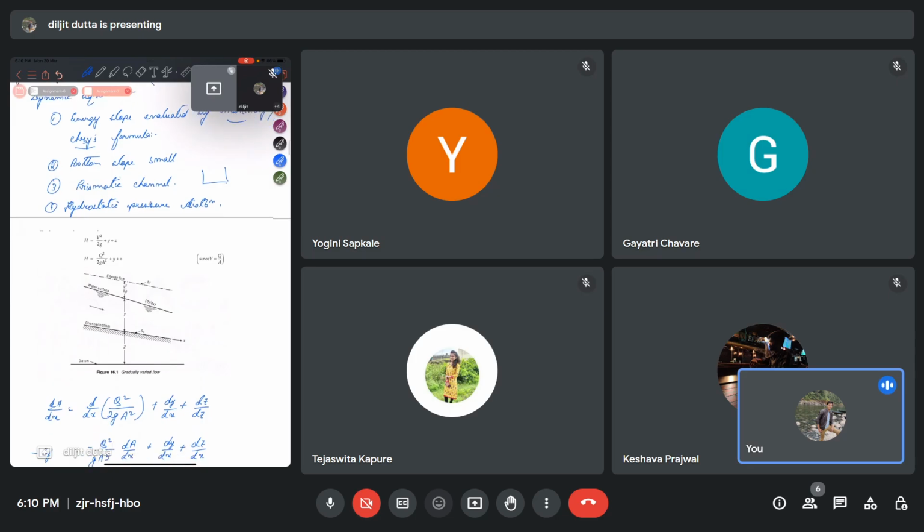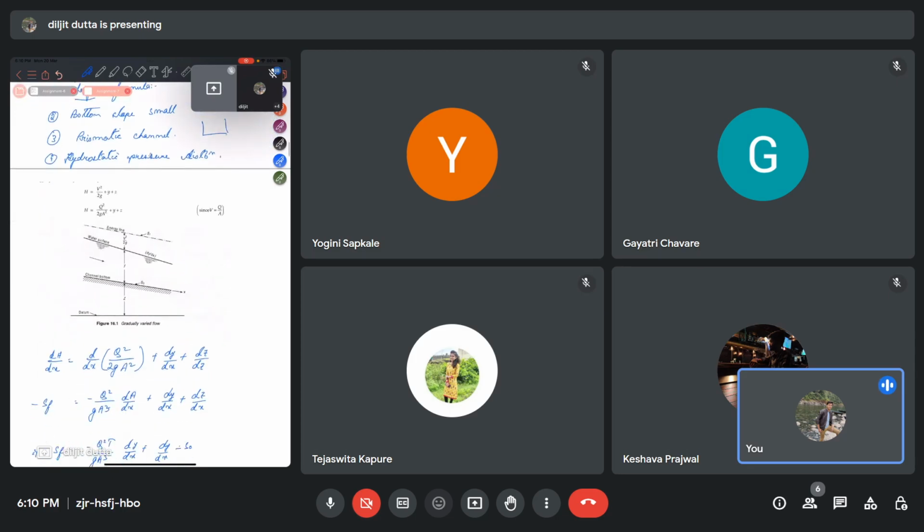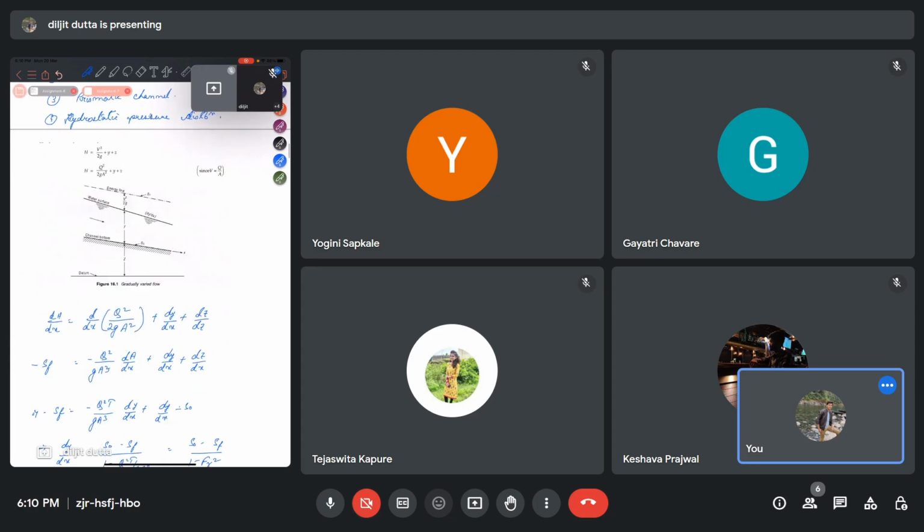Based on these assumptions, we get the dynamic equation of a gradually varied flow. If we take the height of the total energy line as h, then h equals z plus y plus v square by 2g. Z is the height of the bed from the datum, y is the depth of water, and v square by 2g is the head due to kinetic energy.